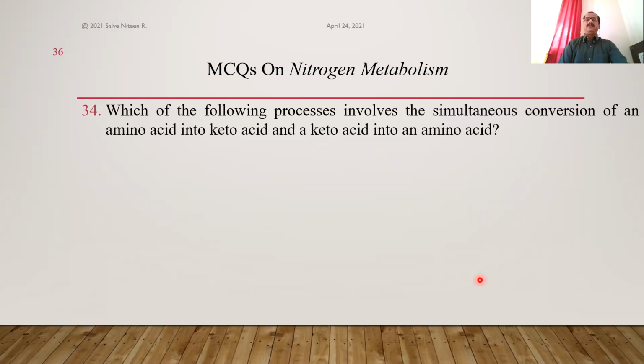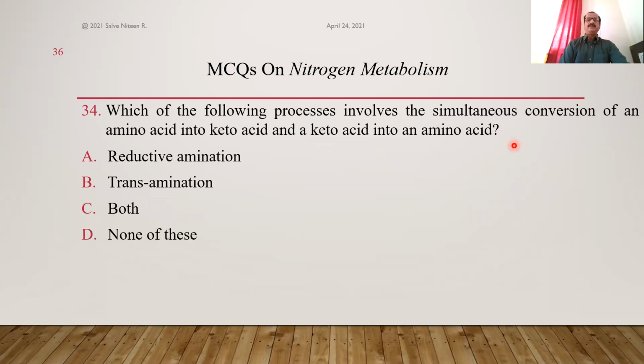Which of the following processes involves the simultaneous conversion of an amino acid into keto acid and a keto acid into amino acid? Okay. So what is the question? In which process amino acid becomes keto acid and a keto acid becomes amino acid? You have studied that process is called as transamination, because there is just transfer of amino group from amino acid to keto acid, isn't it? So that this interconversion is possible. B is the answer.